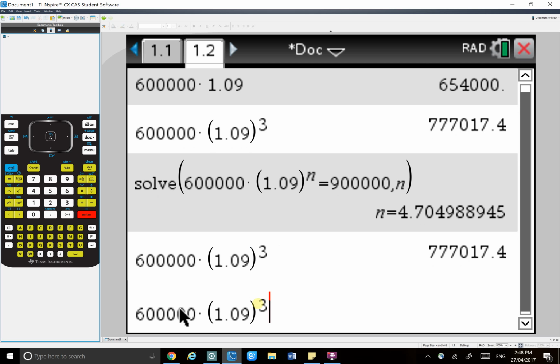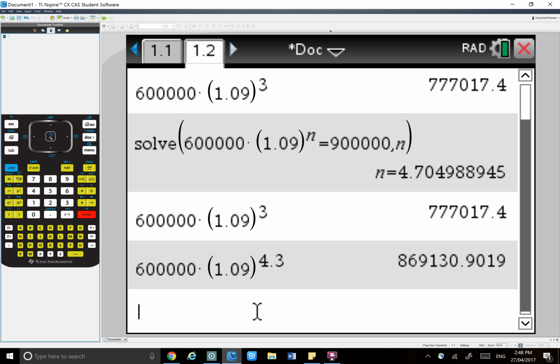Okay, copy this and 4.3, enter. So I have a number less than 900,000. That's 869. So I need to keep increasing this value.